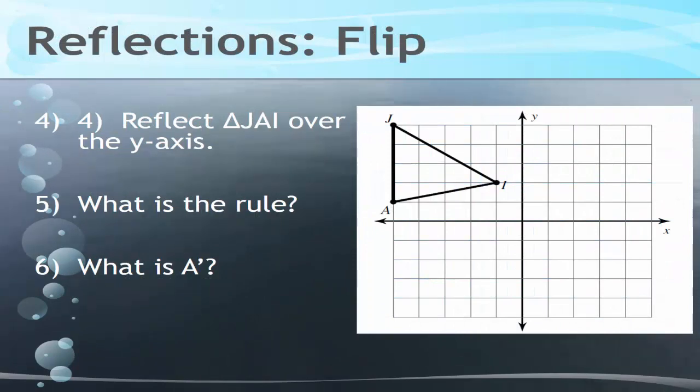Reflect triangle JAI over the y-axis. Well, again, we're going to have an image that will reflect now over the y-axis, but we can look at each individual point, like our point for I, which is 1 unit away from the y-axis. Its reflection should be 1 unit away in the opposite direction. And quickly, I'll go ahead and add the subsequent points, and we end up with a reflection that looks like this.